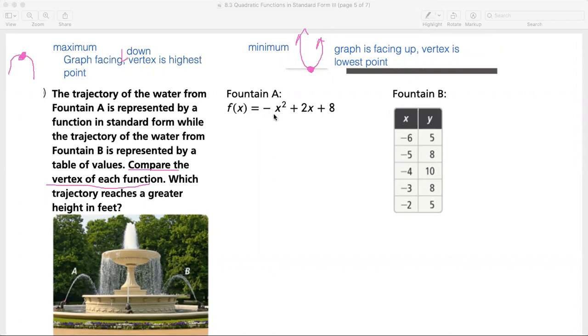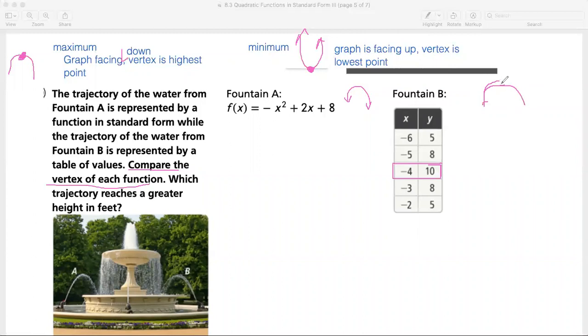So in both graphs, well, this is a negative, so I should be expecting it to be facing down. Okay, so fountain A is going to be facing down, and fountain B, I can find my vertex by looking at the table of values. Your vertex is always going to be the point that's not repeating in the y values. So see how your 8s are repeating, your 5s are repeating, the 10 is not. So I can identify this as my vertex. So since 10 is bigger than 8 and 5, I can see that fountain B is also facing down.